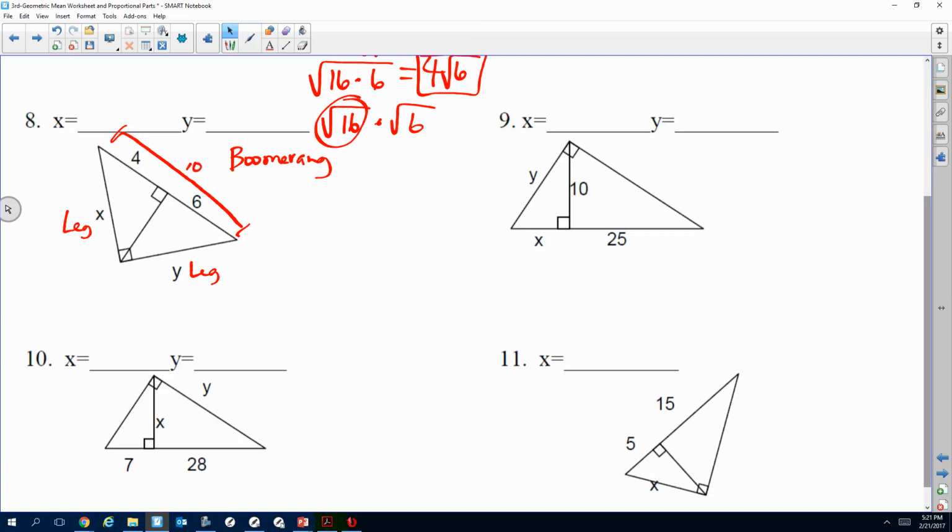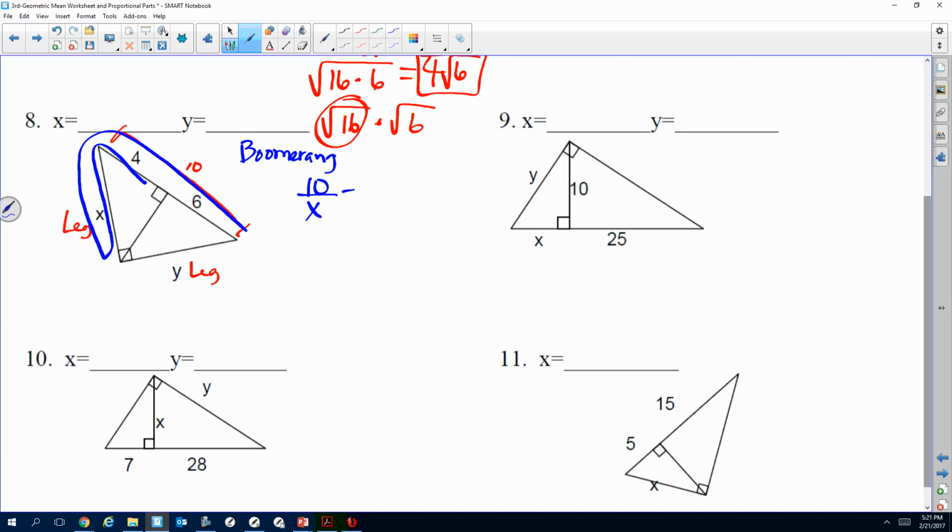So I'm going to do my boomerang. I know I wrote it in red, but I'm going to do it in blue so you understand following boomerang. That's different than heartbeat. Boomerang means I'm going to go the whole side, which we know is 10, to the leg, which is X, come back to X, stop at that segment. So this would be 10 over X equals X over 4. And we're going to cross multiply here.